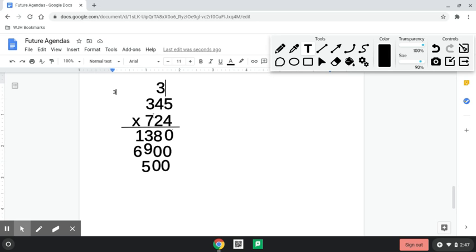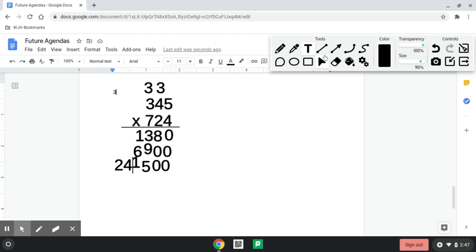So then 4 times 7 is going to make 28, plus 3 makes 31. Put 1 right there, and then we have another 3 to add at the end. 3 times 7 is 21, plus 3 makes 24.